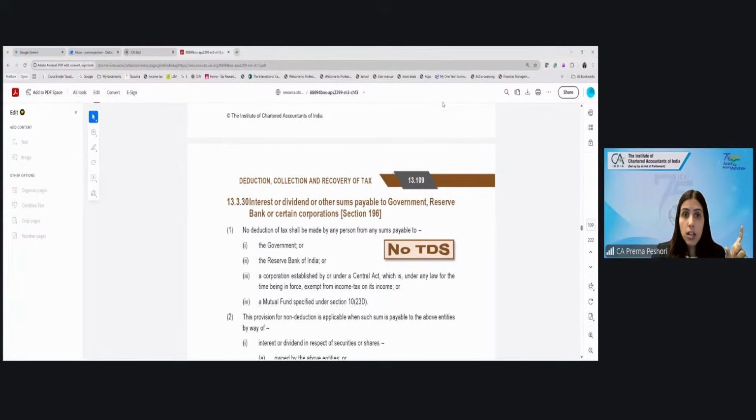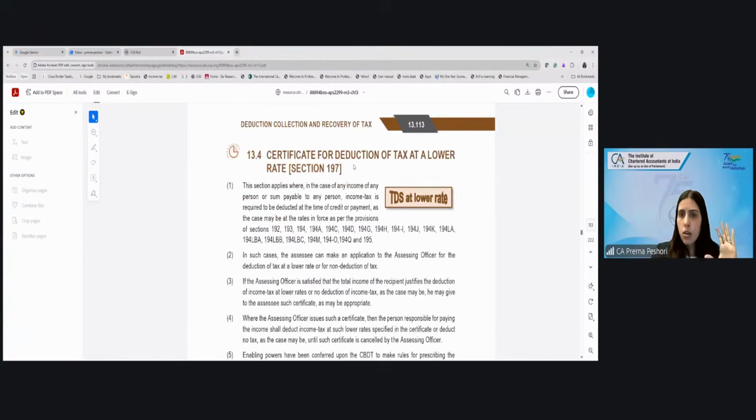There is one more section, 194S, which is payment of any sum to any resident person for the transfer of virtual digital asset. That is covered in the class of the taxation of digital transaction. Again, there will be 1% TDS on that for the transfer of the virtual digital asset.